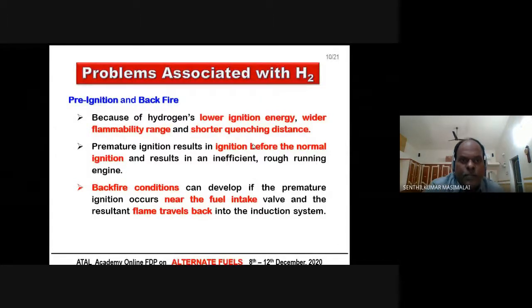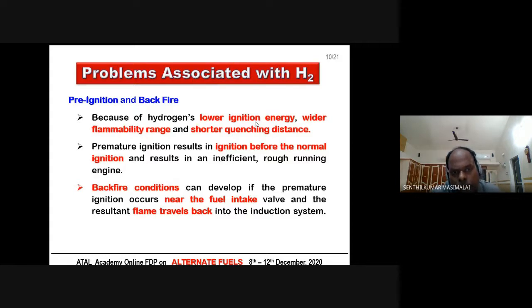We will discuss. So the problem is pre-ignition, I told you what pre-ignition is, and then backfire. Because of the extreme properties like lower ignition energy, highest flame speed and widest flammability limit, you will have pre-ignition and backfire. So this must be prevented. Otherwise, you will have dangerous effects with hydrogen as fuel in our internal combustion engine.